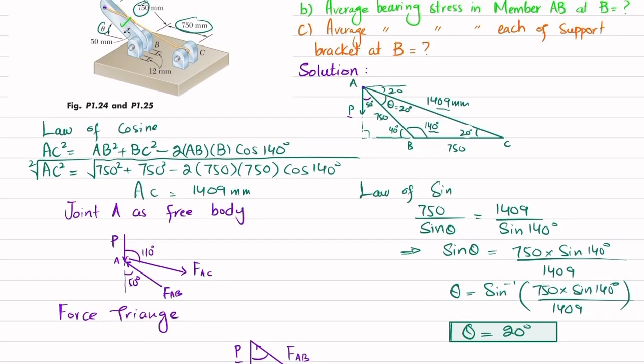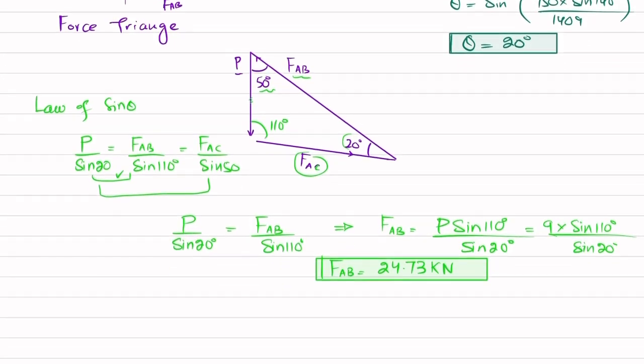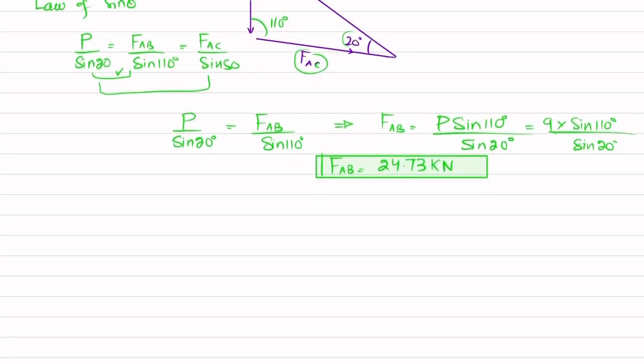Now this force is in this direction, clear? So we will first find the average bearing stress in the member. So let's move and solve our three parts. The first part is about the allowable pin diameter.